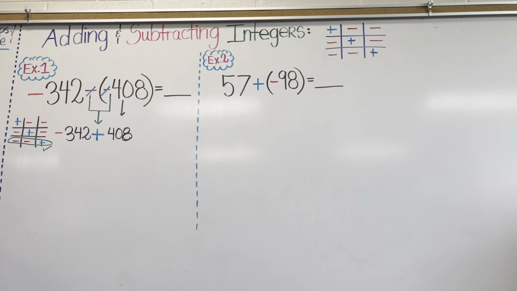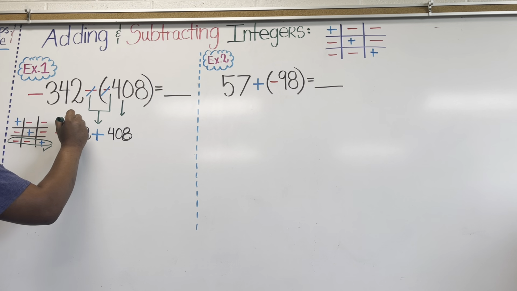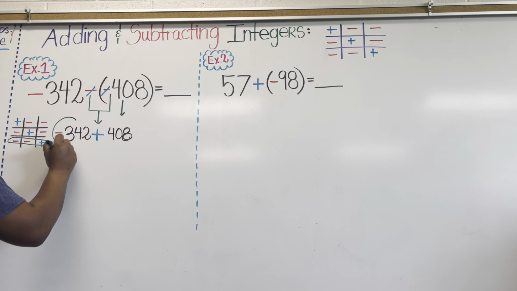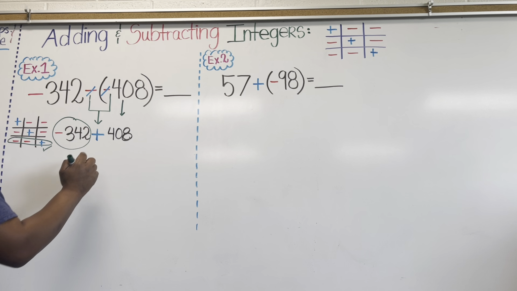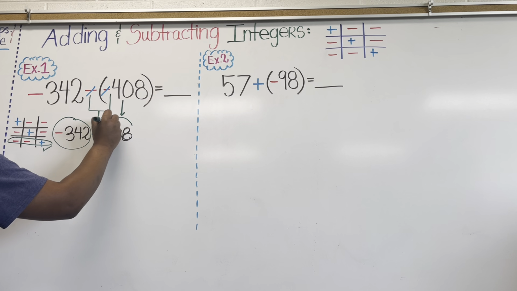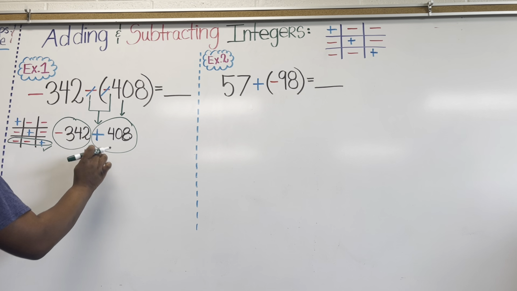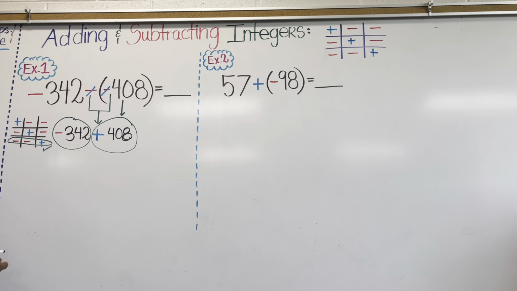So now, the next step we want to do is circle the integers that we see along with their signs that are associated with them, okay? So for example, I have a negative 342. And I say a negative because it has a negative sign in front of it. Here, I have a positive 408, and I say positive because there's the positive sign in front of it, right?